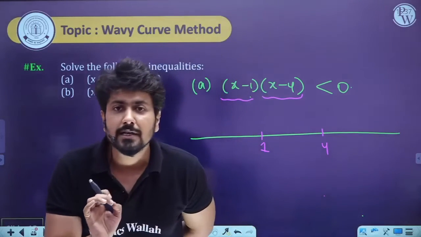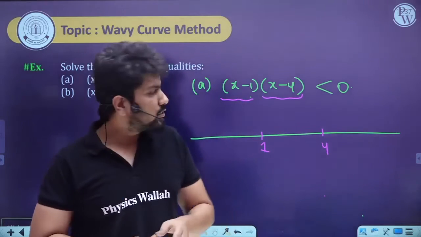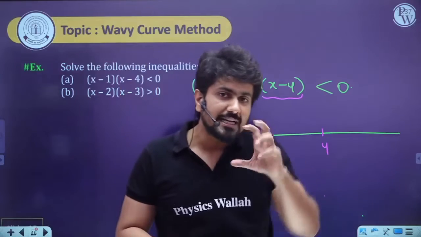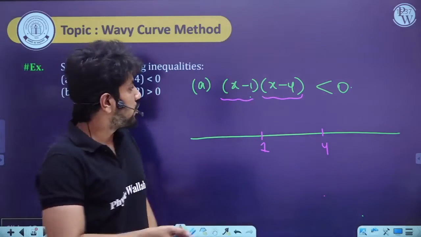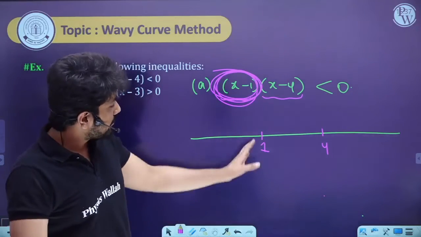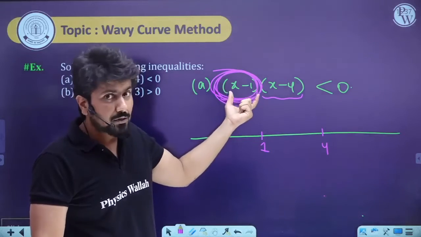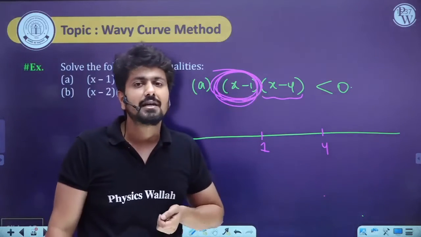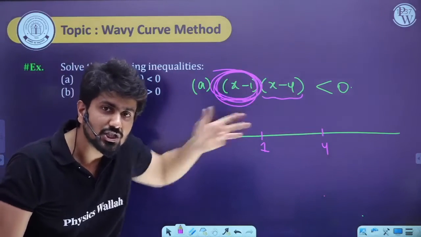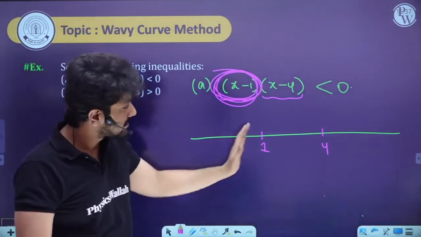These two are the critical points. Why is this point so important? Because this is the point about which these factors will change their sign. Like if I talk about x minus 1, this particular factor, I know that about 1 it is going to change its sign. If x is greater than 1, this is positive. If x is less than 1, this becomes negative. So this factor changes its nature, or its sign, about which point? About x is equal to 1.